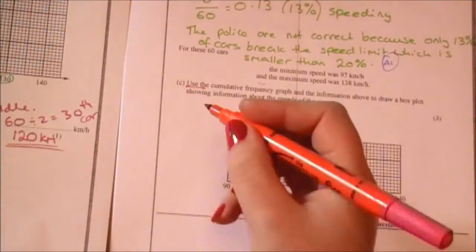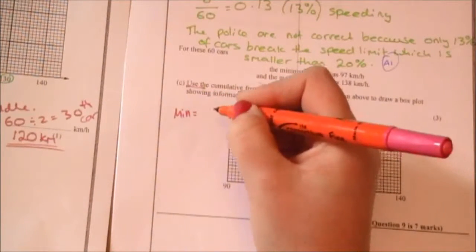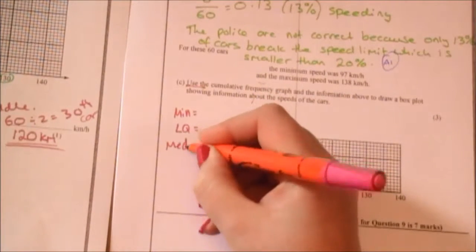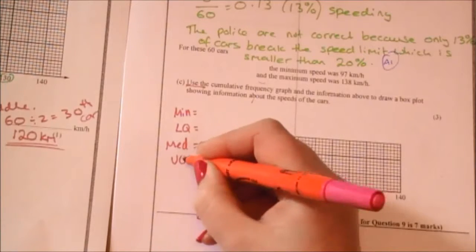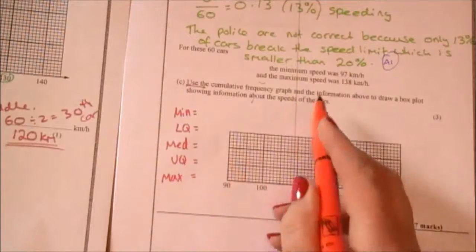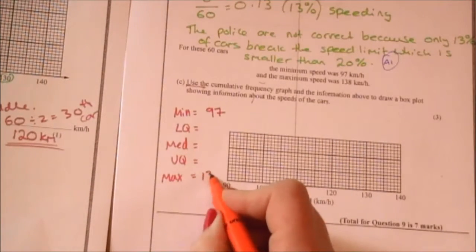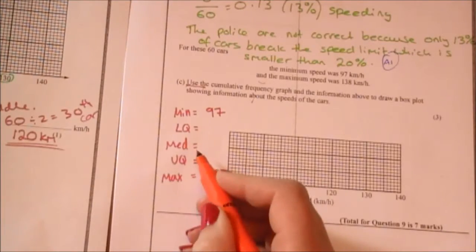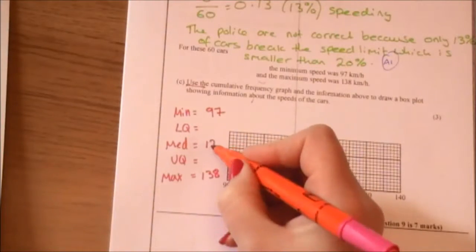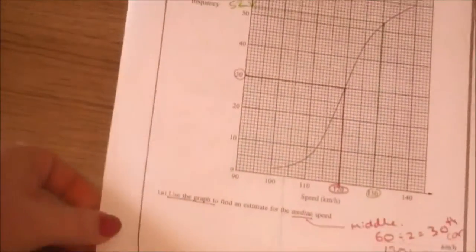Use the cumulative frequency graph and the information above to draw a box plot showing information about the speeds of cars. Now, to draw a box plot, I need, first of all, my minimum value. Then I need my lower quartile. Then I need my median. Then I need my upper quartile. Then I need my maximum. So the information above actually gave me that the minimum was 97 and the maximum was 138. I found out from part A that my median was 120. So that just leaves me to find my upper quartile and lower quartile.